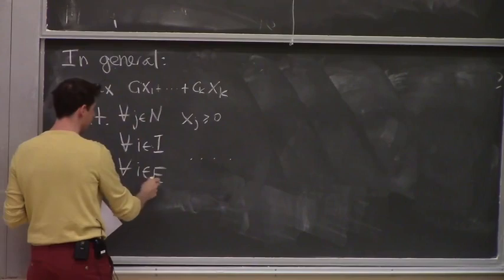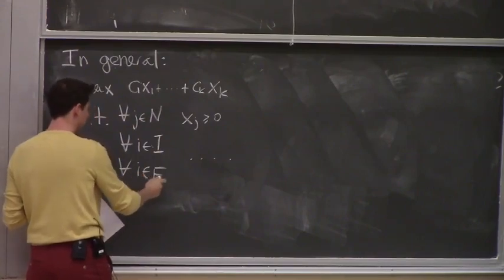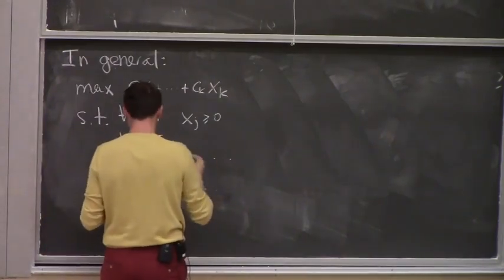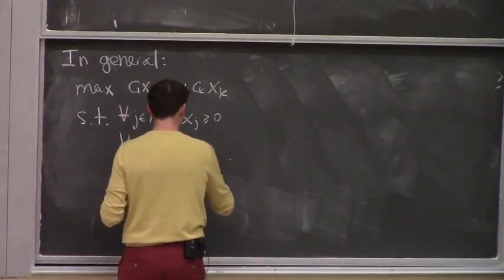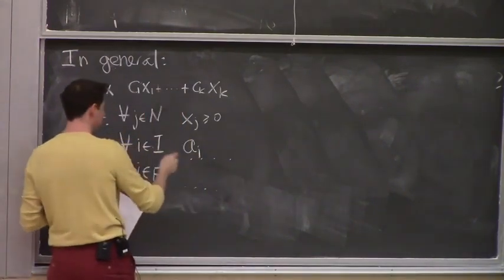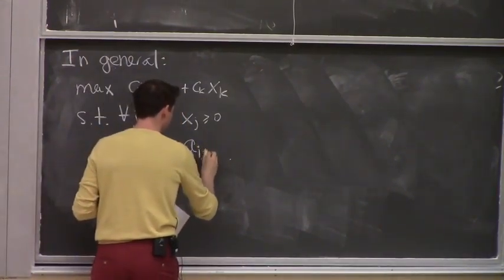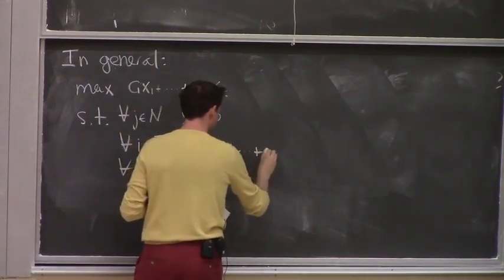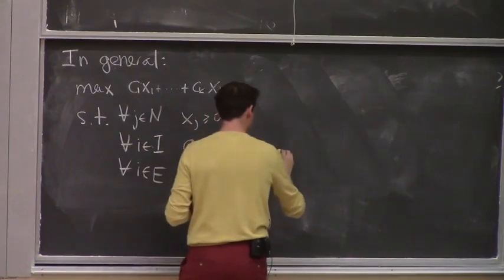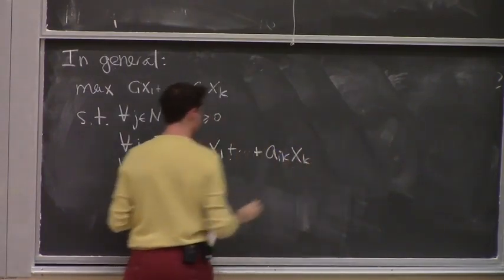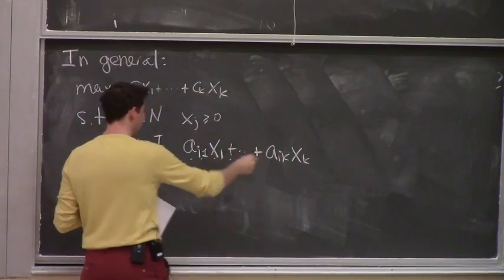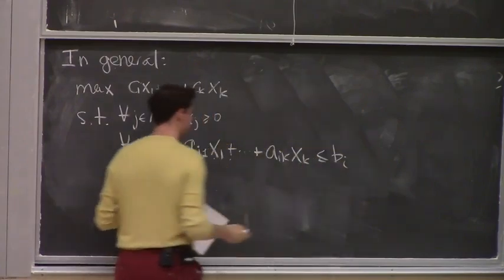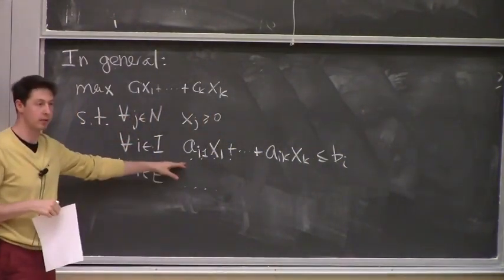If your index is inside this set, we'll write an equality. So how does a general inequality look? Well, it will have some coefficients that depend on the i. So a_i1. Why 1? Because it multiplies x1. And then a_ik times xk, and so on, is at most b_i. Do we agree this is a general inequality?